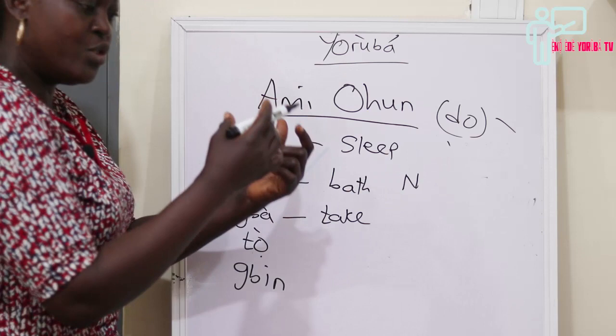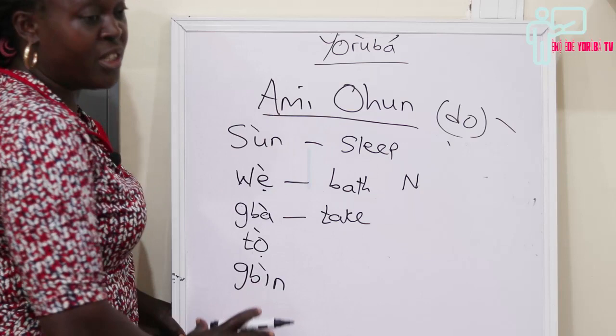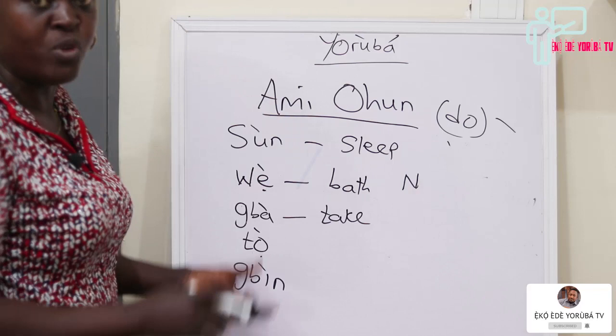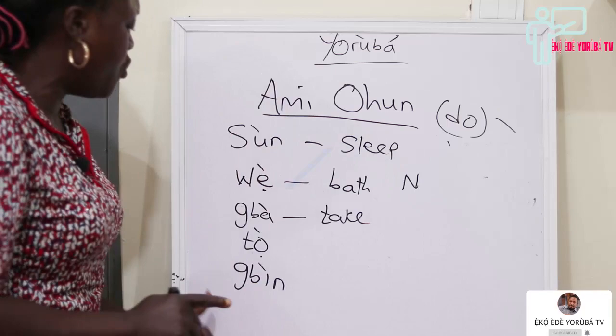We are still dealing with one syllable. The other time we said that we have one syllable, two syllables. That is, Oro Onisilebu kan, Oro Onisilebu Meji, Oro Onisilebu Meta.